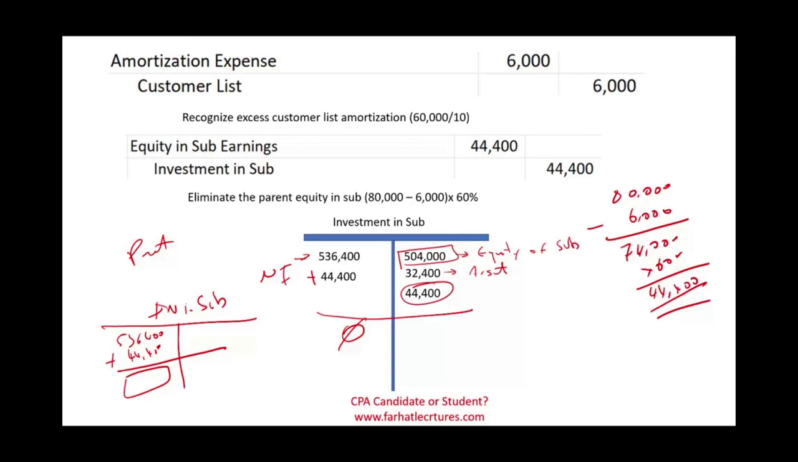So I don't want you to think this is the only scenario that you could have. You could have many scenarios, you could have gains, you could have losses, you could have no change, because if the parent company purchased 80% of the new issue shares, they're going to keep the same ownership level.